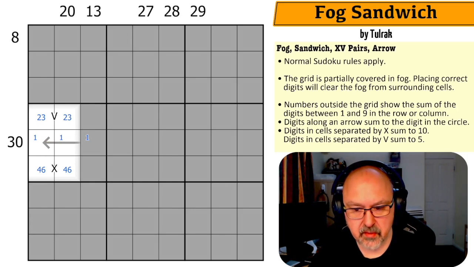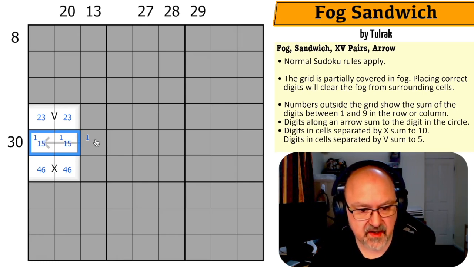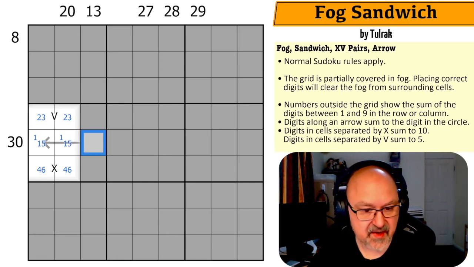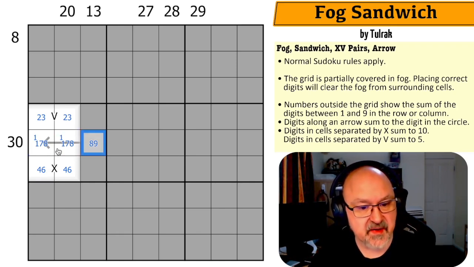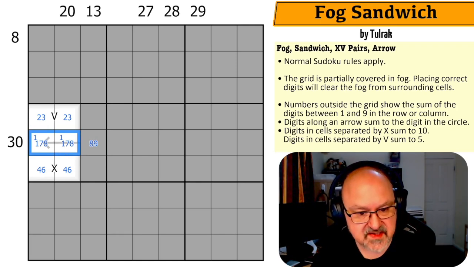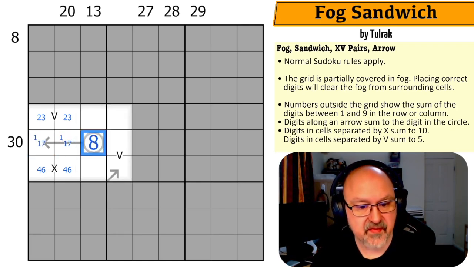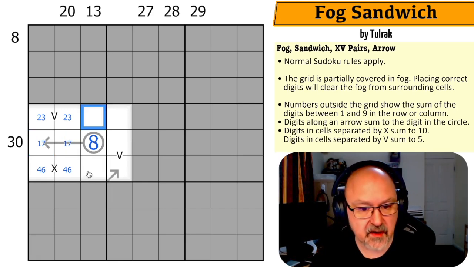So in here, I've got 1, 5 summing to, oh, well, it can't be 1, 5 summing to 6 because 6 is not available. The next is 1, 7 summing to 8 or 1, 8 summing to 9. But I can't do 1, 8 summing to 9 because this would be an 8 clue. So this is 1, 7. Oh, that's cool. And this is 8. That's a really cool opening.